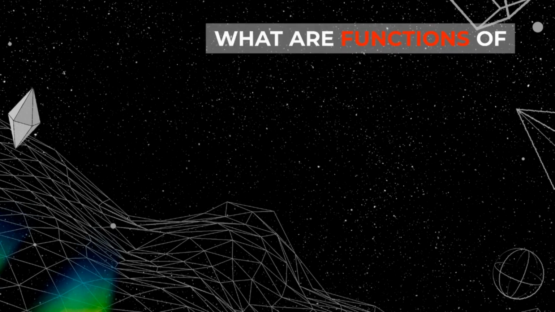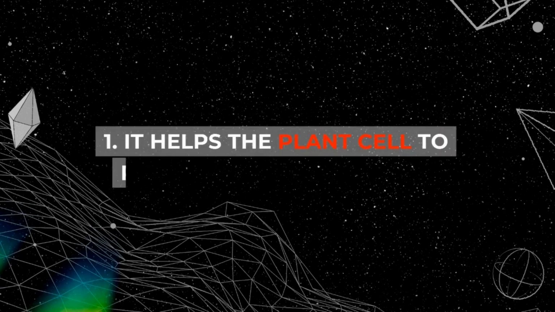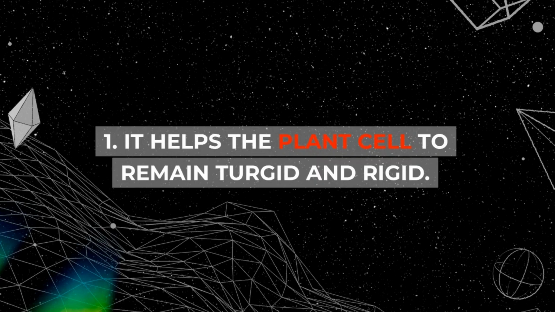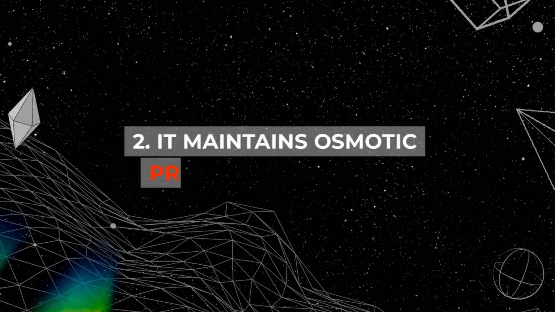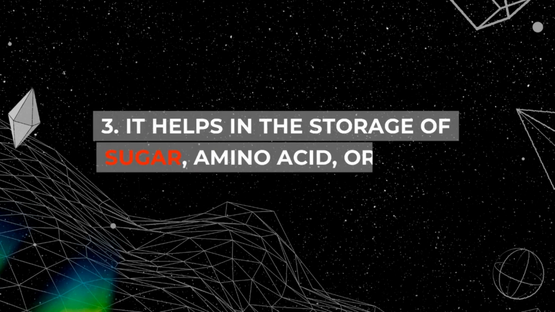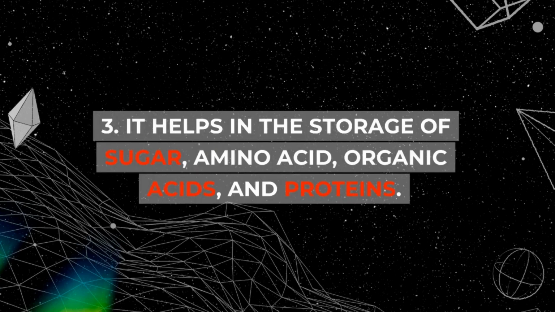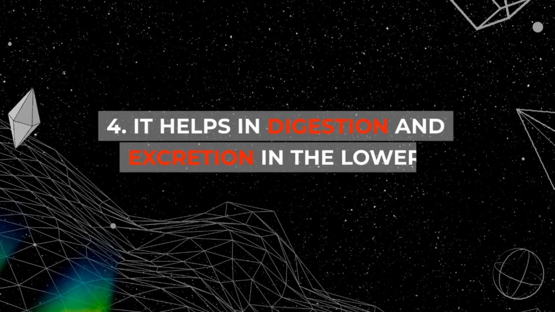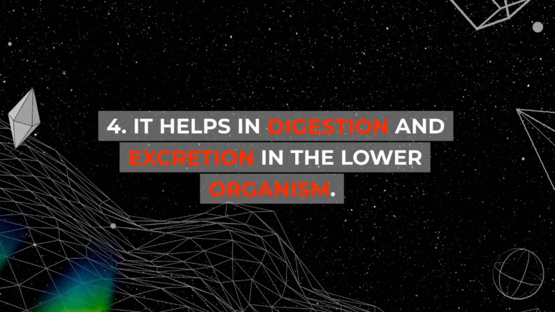What are the functions of vacuoles? 1. It helps the plant cell to remain turgid and rigid. 2. It maintains osmotic pressure in the cell. 3. It helps in the storage of sugar, amino acids, organic acids, and proteins. 4. It helps in digestion and excretion in lower organisms.